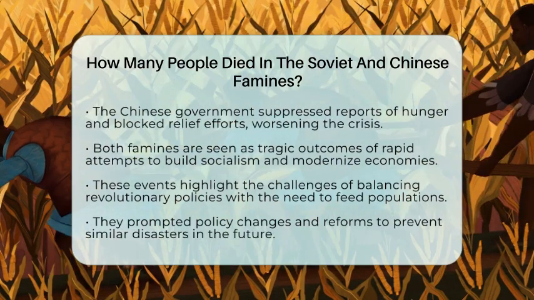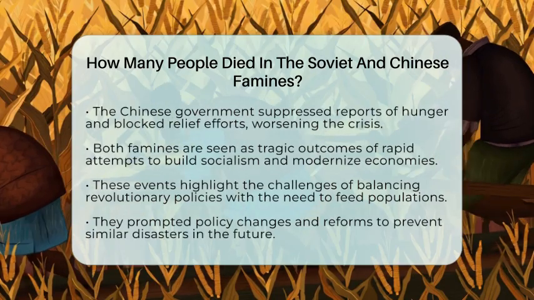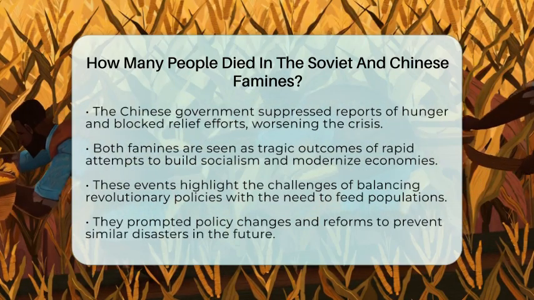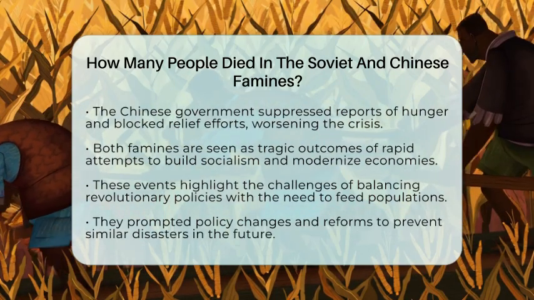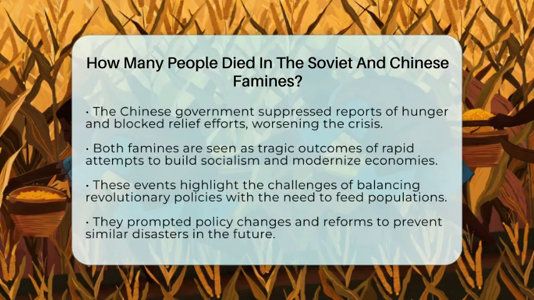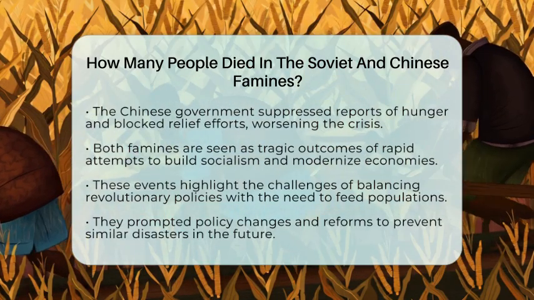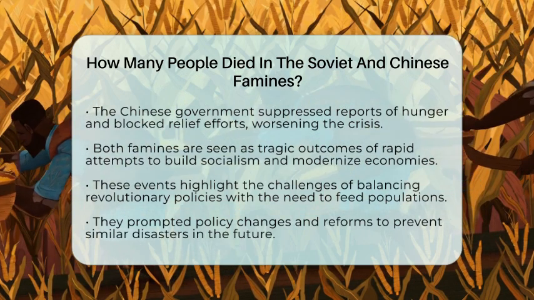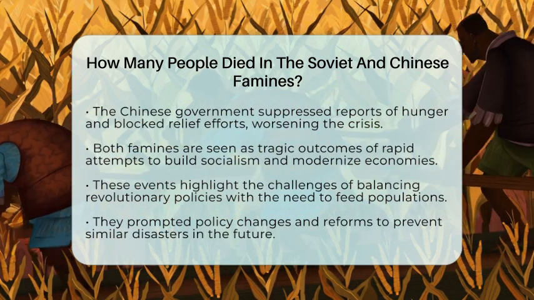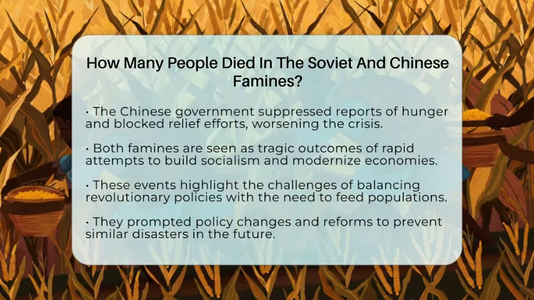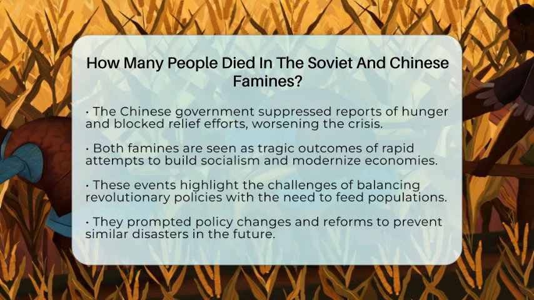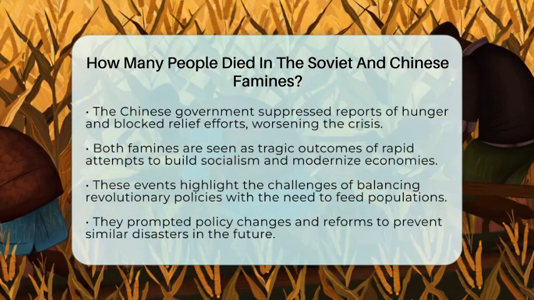These events show the difficulties faced by communist states in balancing revolutionary goals with the reality of feeding their populations. They also led to changes in policies and reforms to prevent similar disasters from happening again. Overall, these famines reminded us of the importance of careful planning and listening to local needs when trying to transform a society.